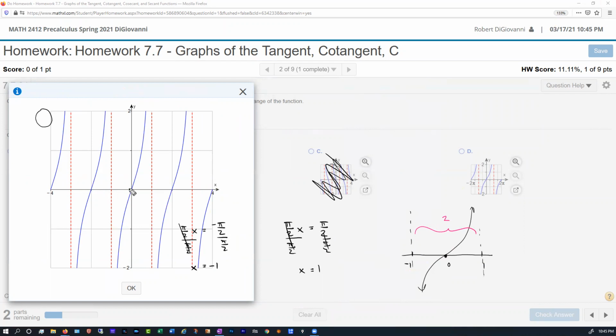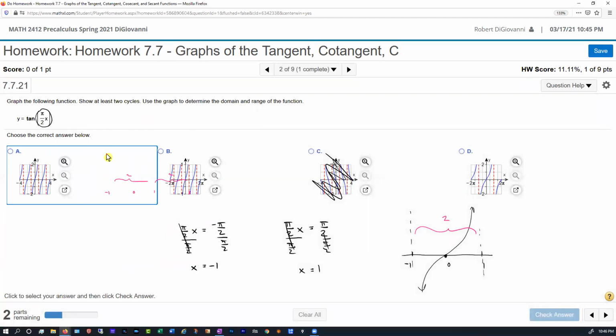We have, here's 0, here's 1, here's negative 1, here's 3. So the distance between here and here is 2, distance between here and here is 2. So this is looking pretty good. Let's take a look at the other ones and see what they look like. So A is looking like a pretty good choice. How about for B?